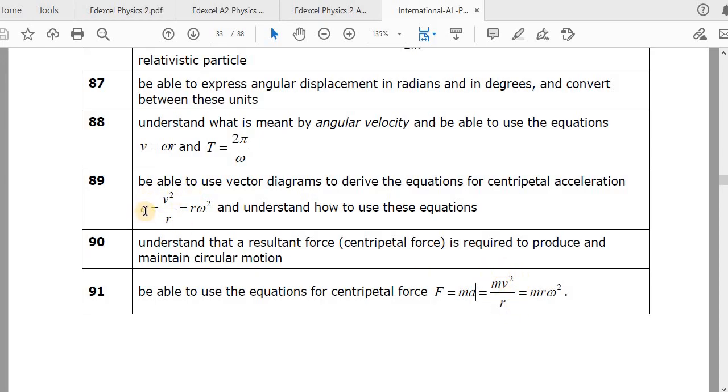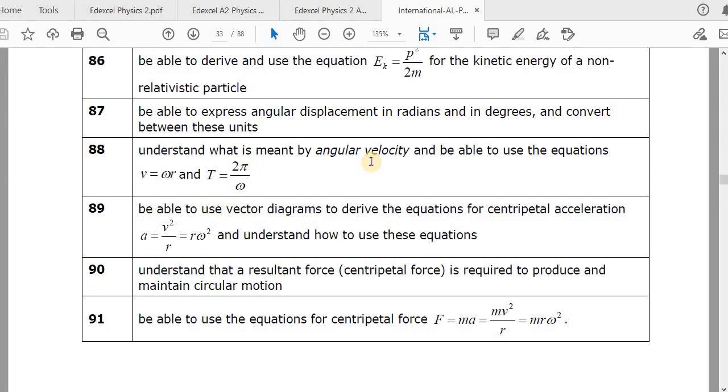Similarly, if you substitute, now this is one equation for centripetal acceleration and this is the other, r omega squared. So if you substitute for a, r omega squared over here, then you get m r omega squared. So this is the equation for centripetal force. So you have two equations. By the way, this omega is the angular velocity, so we will see what that is.